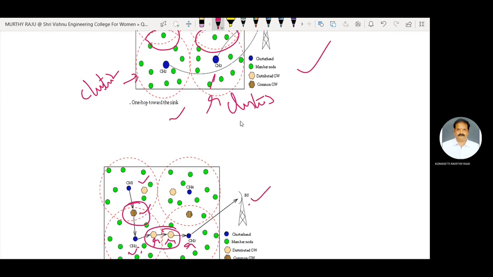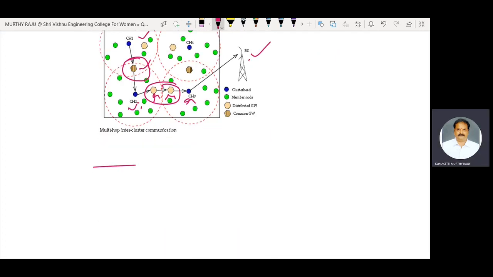Finally, the main aim of the clustering principle is to reduce the energy consumption of the IoT devices and therefore increase the lifetime of the IoT devices used in IoT networks. This is the theory behind the clustering principles in IoT devices.